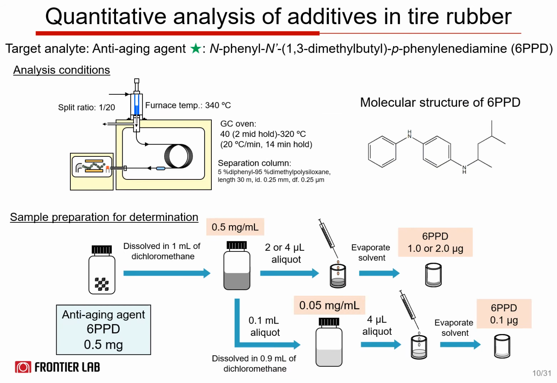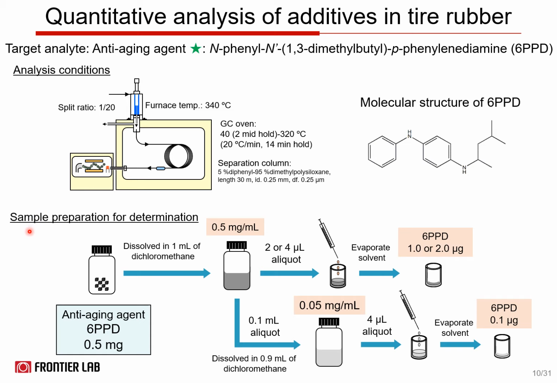Next, a quantitative analysis was performed on the additive observed in the TD. The additive was this, commonly known as 6-PPD, which is an anti-aging agent that was found to be present in all the parts in the previous results. The structure of 6-PPD is shown on the right, and the analytical conditions are shown on the left.